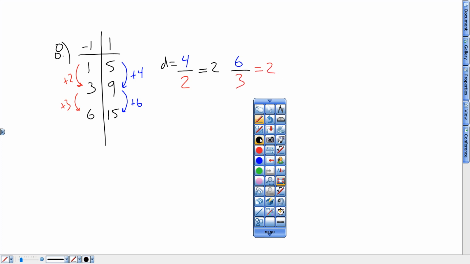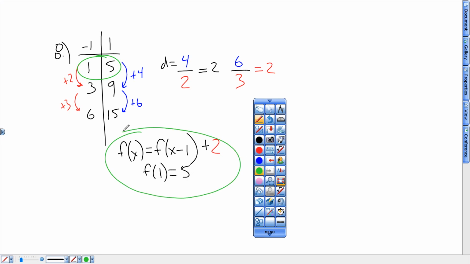All right, and for this one, I would suggest jumping straight to the recursive formula answer. Recursive, because they're not asking for any specific form. Plus 2. Make sure if you're doing recursive, you always give me that first term. First term is 5.